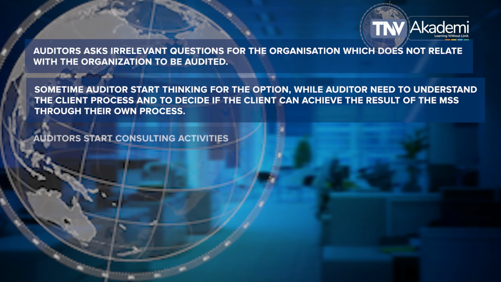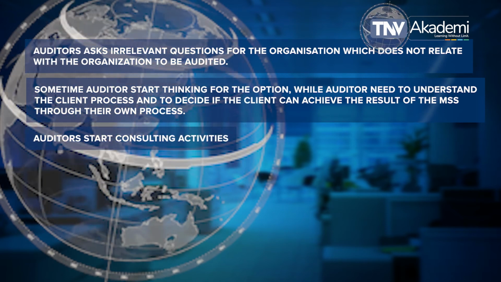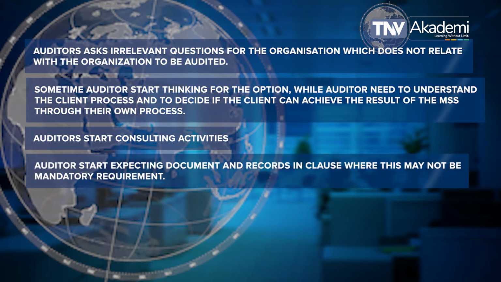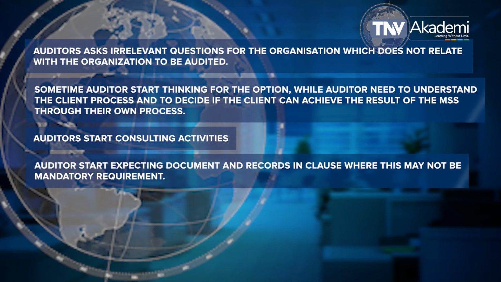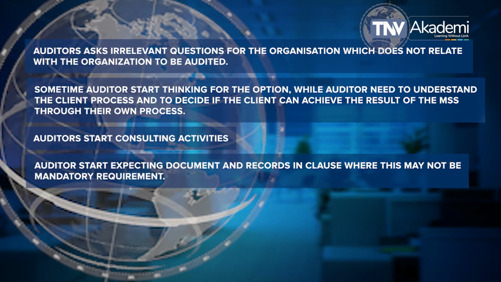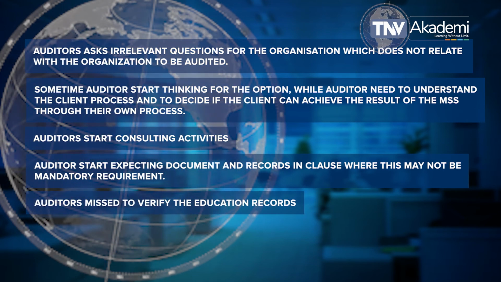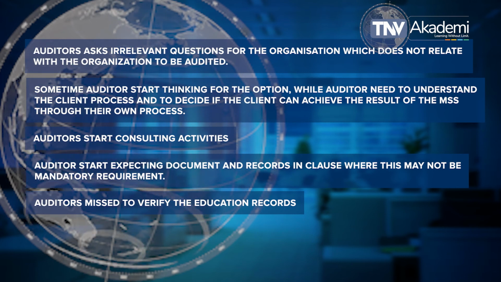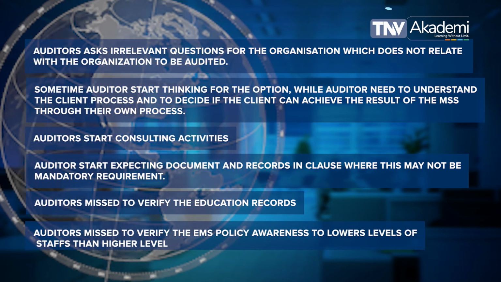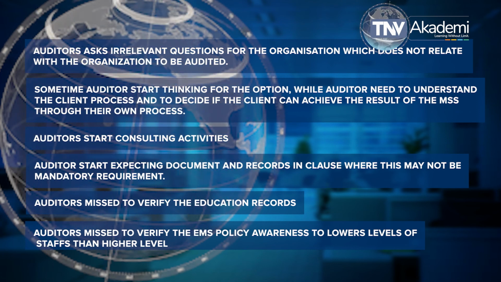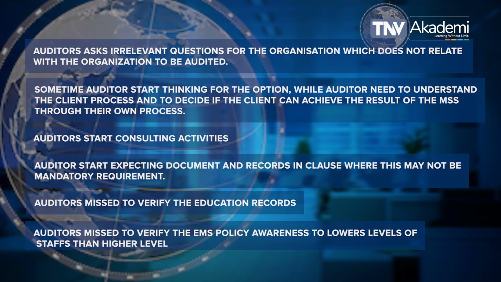Point 3. Auditors start consulting activities. Point 4. Auditors start expecting document and records in clause where this may not be mandatory requirement. Point 5. Auditors miss to verify the education record. Point 6. Auditors miss to identify the EMS policy awareness to lower level of staff than higher level.